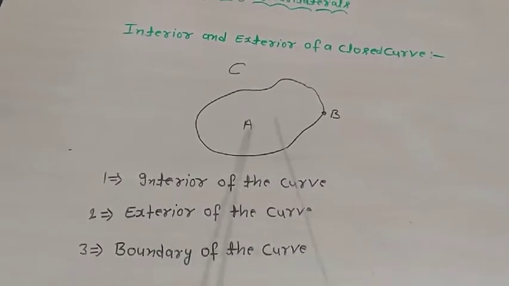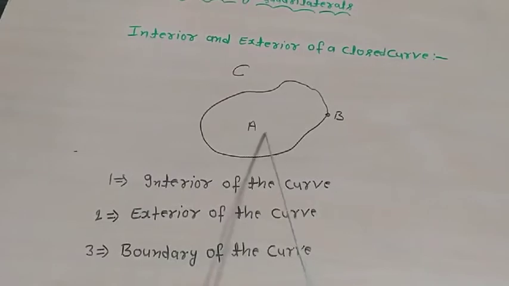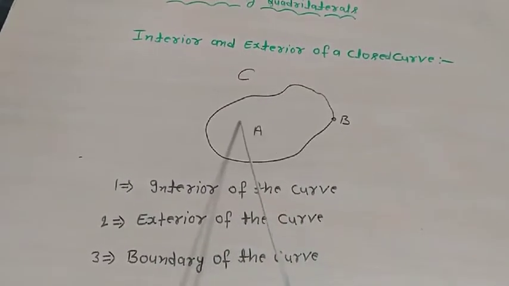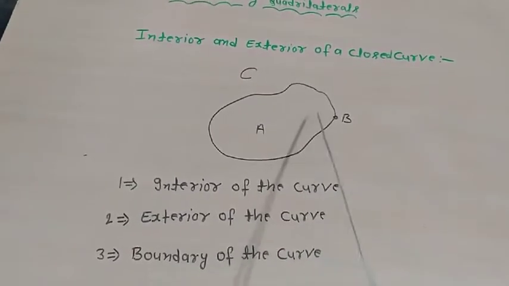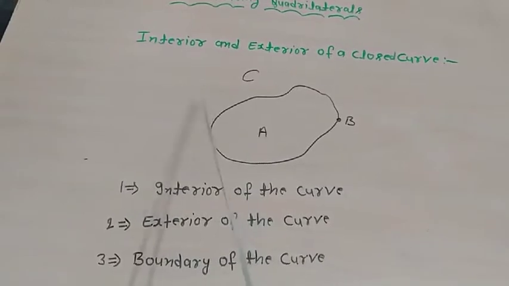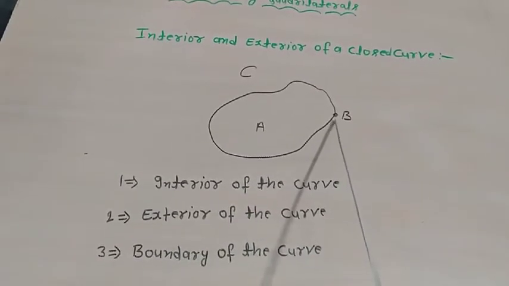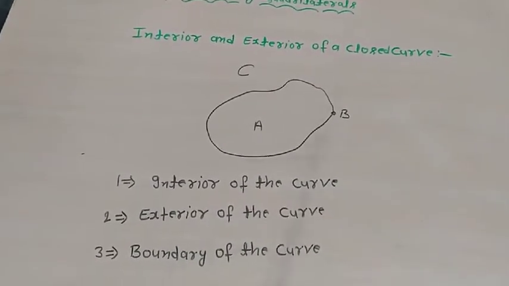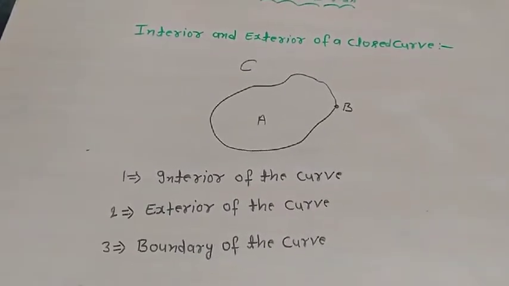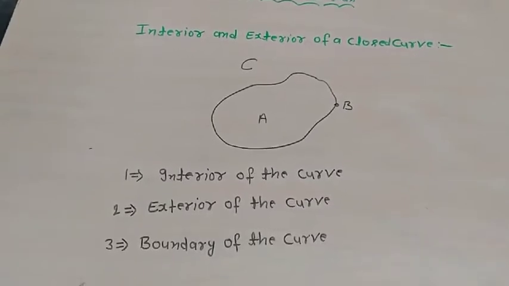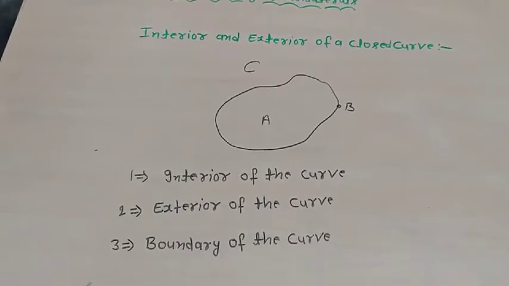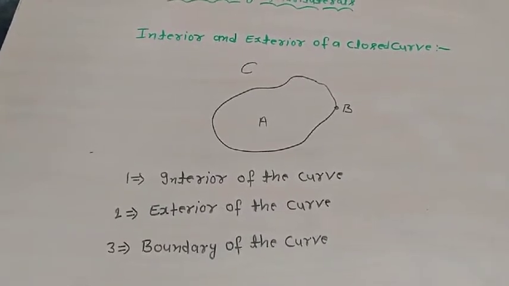Okay, so you can see point A lies inside of the curve. This is called an interior point. Okay, and C is outside the boundary. C is the exterior point, and B lies on the boundary. So B is the boundary point. Okay. So in this way we can see here a closed curve divides the region of the plane into three parts.